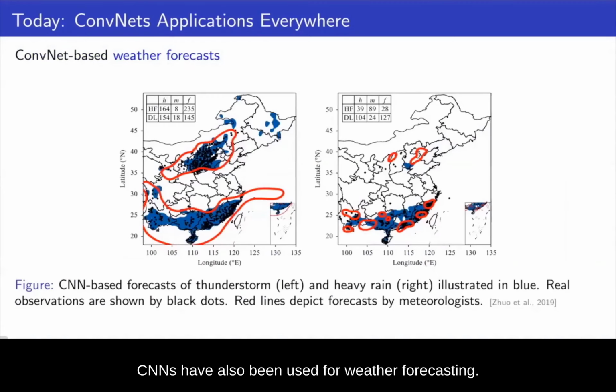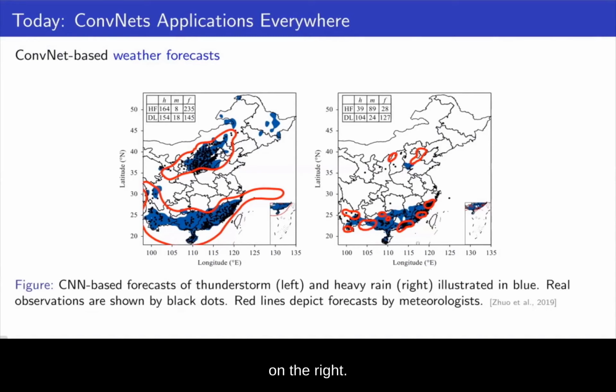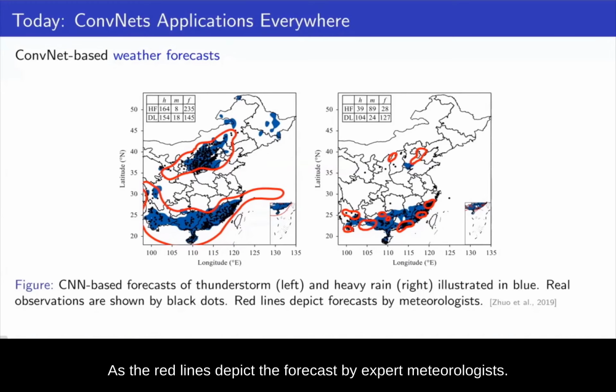So CNNs have also been used for weather forecasting. Here we see an example of CNN-based forecasting of thunderstorm on the left and heavy rains on the right. And we see the CNN predictions in blue, and the real observations are shown by these black dots that you see here. Whereas the red lines depict the forecast by expert meteorologists.